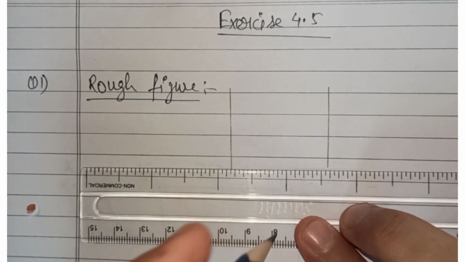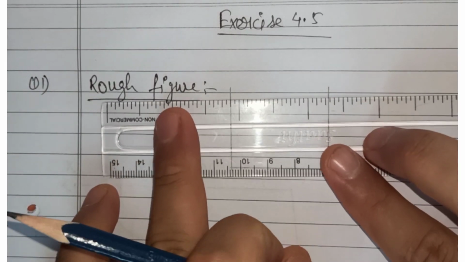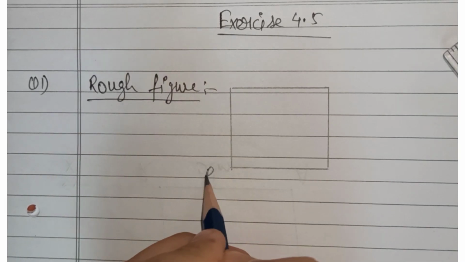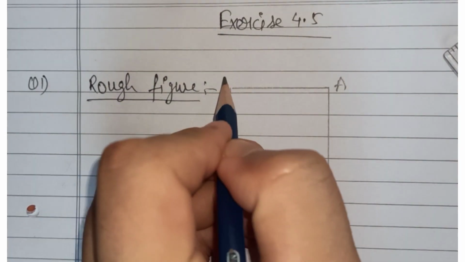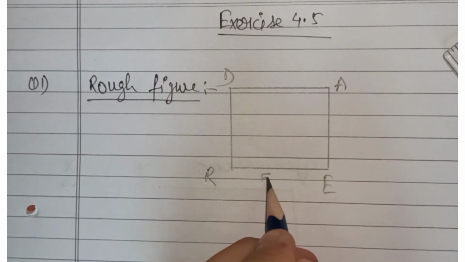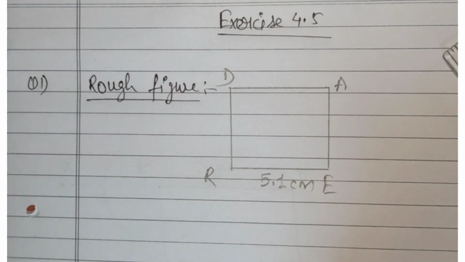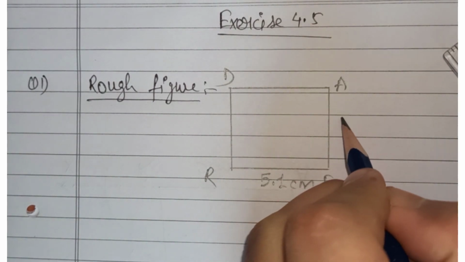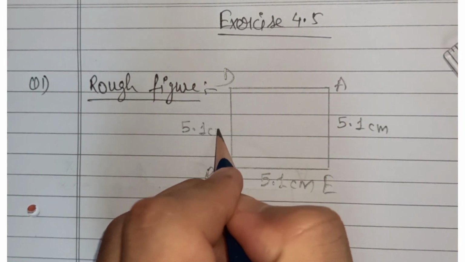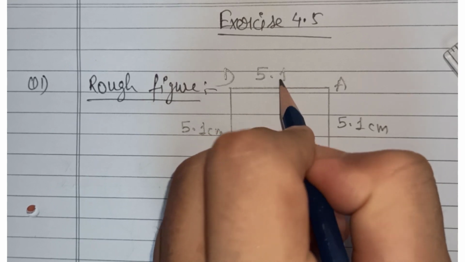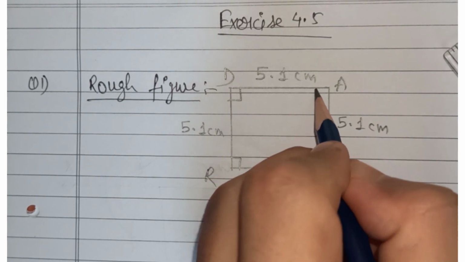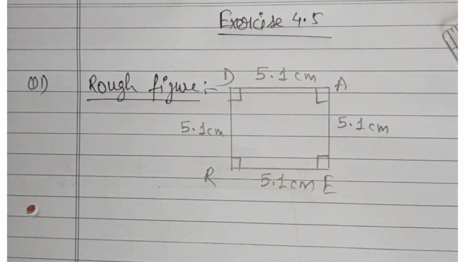So first draw this rough figure and just give the names R, E, A, D, READ, where RE is 5.1 centimeter. If RE is 5.1 centimeter, then AE will also be 5.1 centimeter, RD will also be 5.1 centimeter, and AD will also be 5.1 centimeter, and all these angles are 90 degrees. So this is our rough figure.